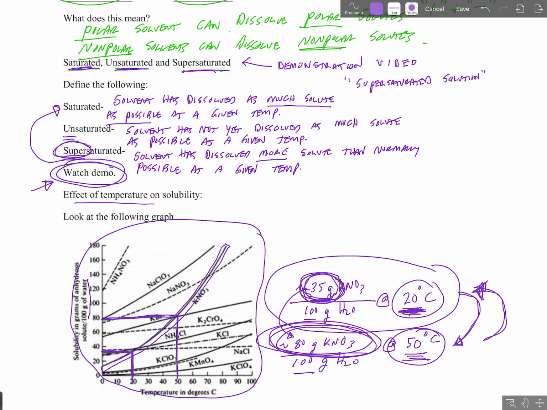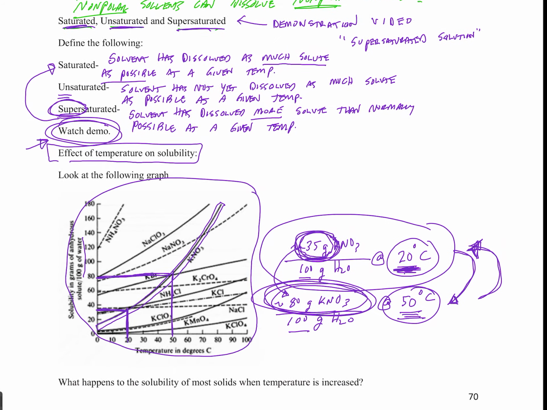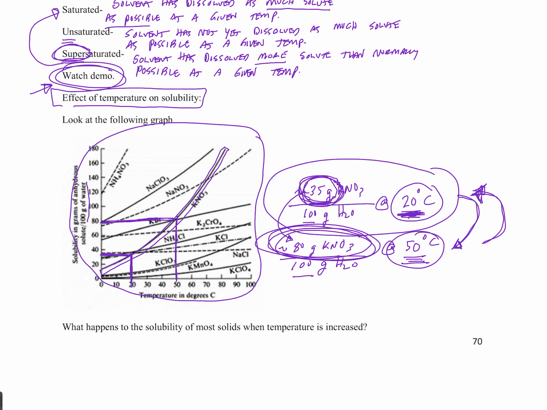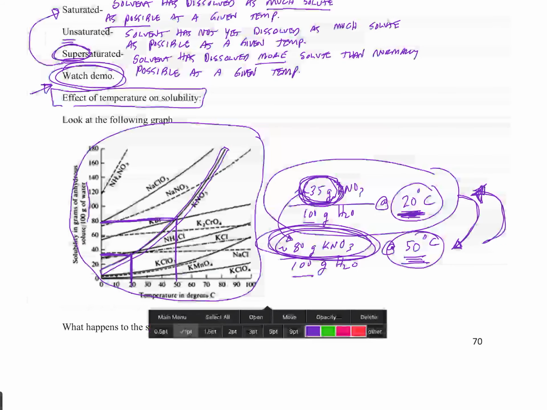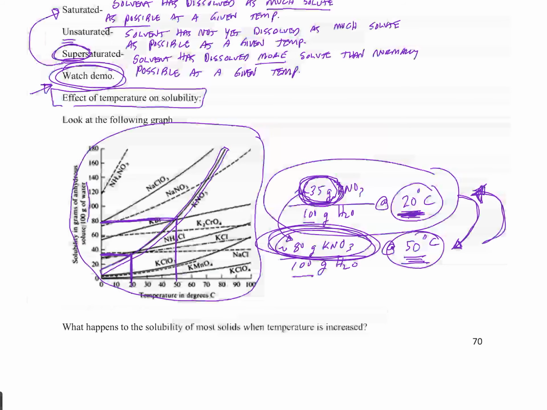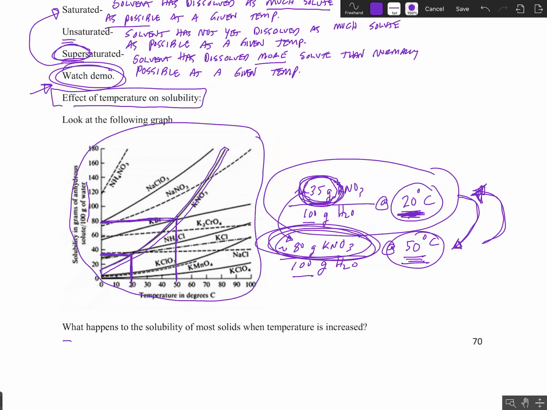Now, we already talked about the effect of temperature on solubility. Generally speaking, solids dissolve better at higher temperatures. So, what happens to the solubility of most solids when temperature is increased? Most solids' solubility will increase. Most solids dissolve better at higher solvent temperatures.